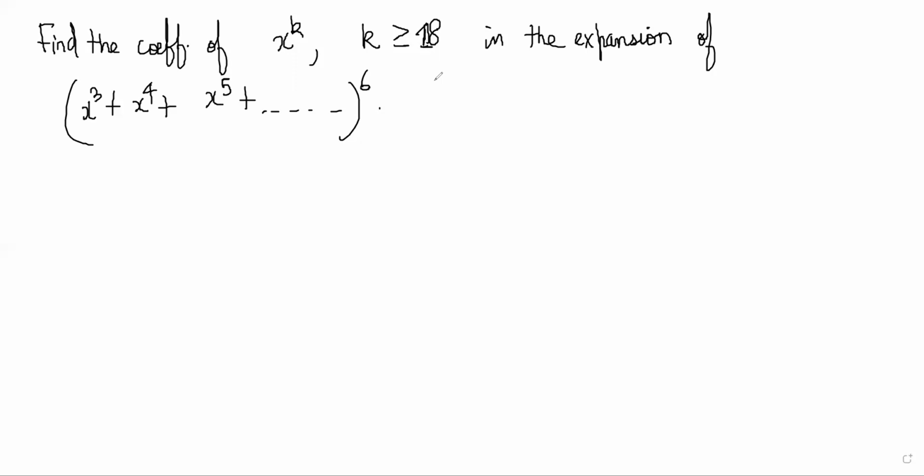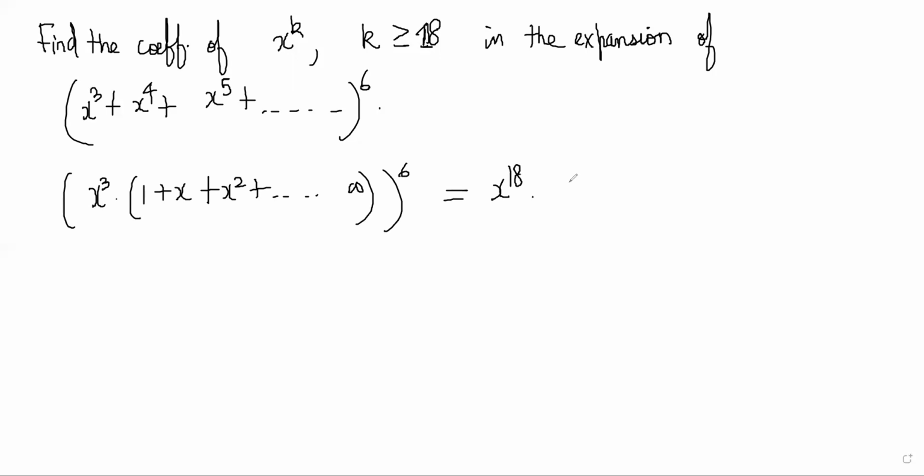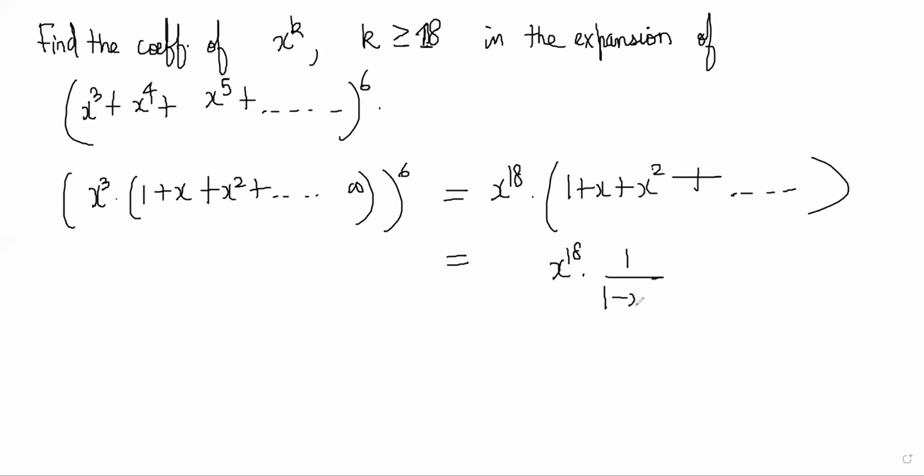So you need to get used to the idea of finding these coefficients. So how do we do this? Let's see. We can take x cube common here. This becomes 1 plus x square and so on till infinity, to the power 6. So that can be written as x power 18, and this is 1 plus x square plus so on. So this becomes x power 18 multiplied by 1 minus x whole power 6, 1 by 1 minus x whole power 6, right?